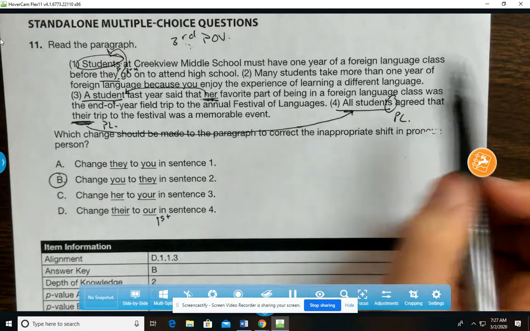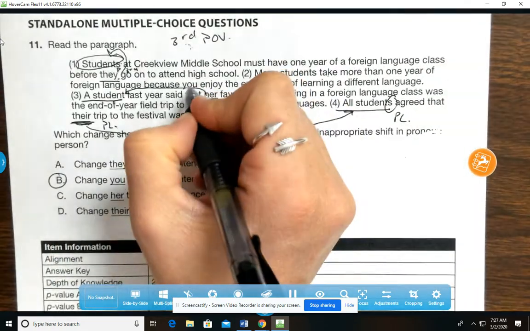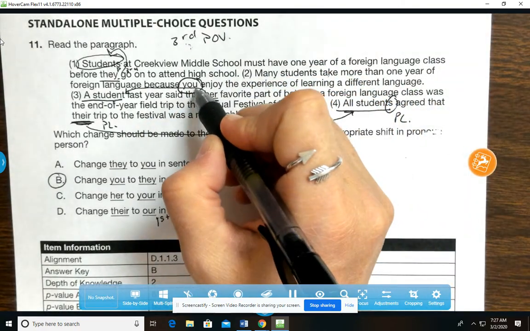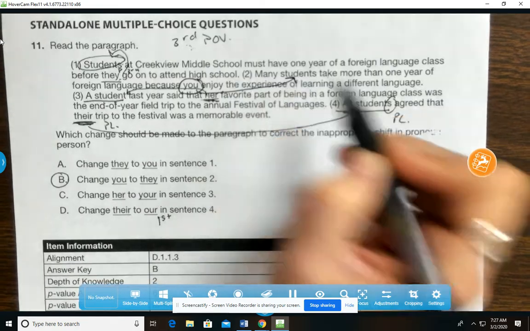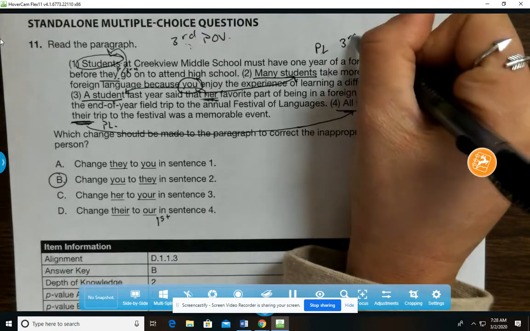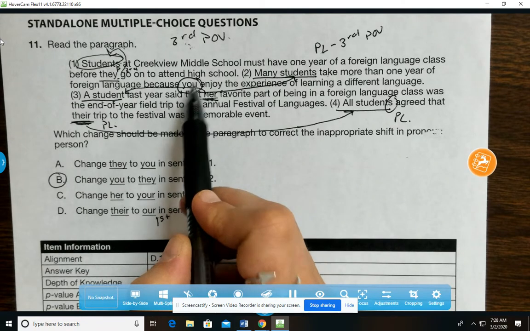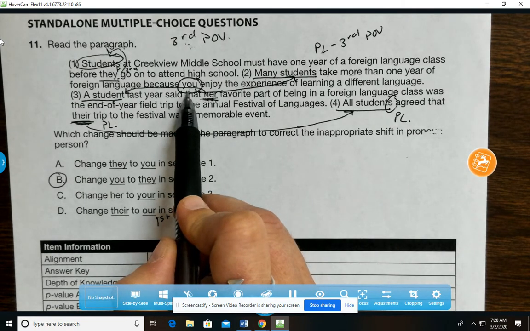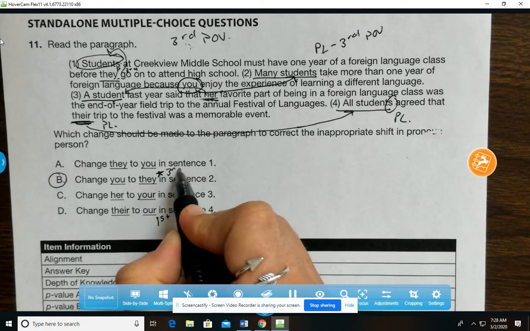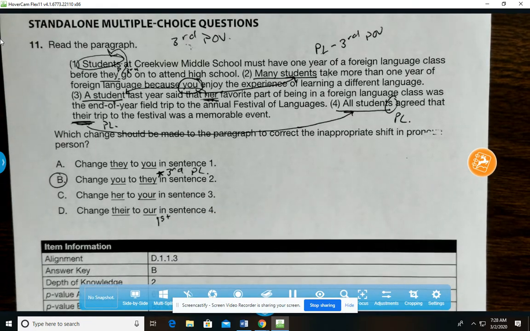And let's look at that example as well. "Many students take more than 1 year of a foreign language before you," here's the mistake, "enjoy the experience of learning a foreign language." "You" is referring back to many students. Many students is written in the plural, and it's written in the third person. So this word needed to be plural and third person. "You" is second person plural or singular. So because of that, we want to switch to the proper third person plural, which would be "they," which is why that one's correct.